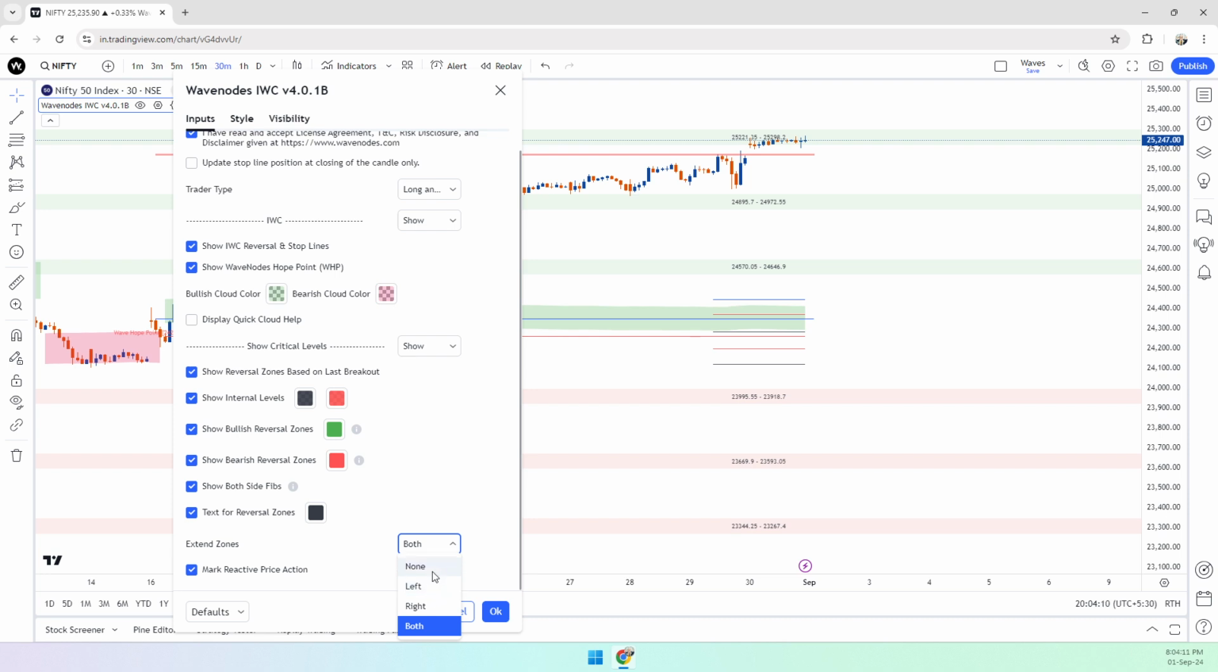If you do not want to extend it, you can turn it off. If you want to extend it on the left side, you can select this option. If you want to see it on the right side only, you can select this option. Alternatively, you can select both sides so that you can track the kind of price action that has happened after the breakout has happened.